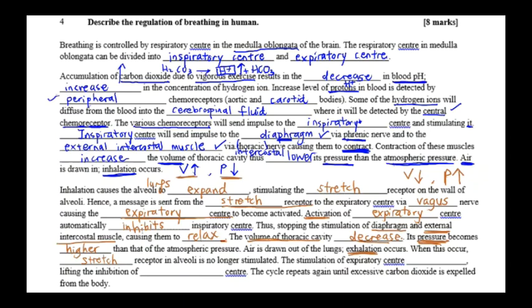So the lungs are not expanding anymore, not stretched anymore. So stretch receptor is no longer stimulated. The stimulation of expiratory center will then stop, lifting the inhibition of the inspiratory center. It's about time to start breathing in. So no more inhibition on the inspiratory center. The cycle can repeat again until the excessive carbon dioxide is expelled from the body.